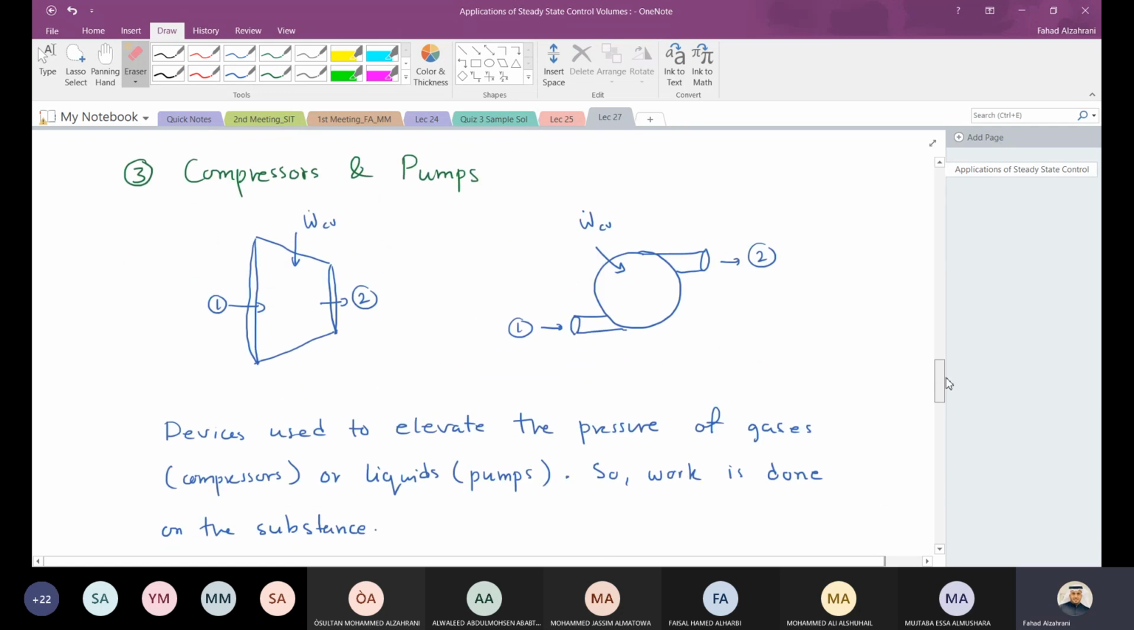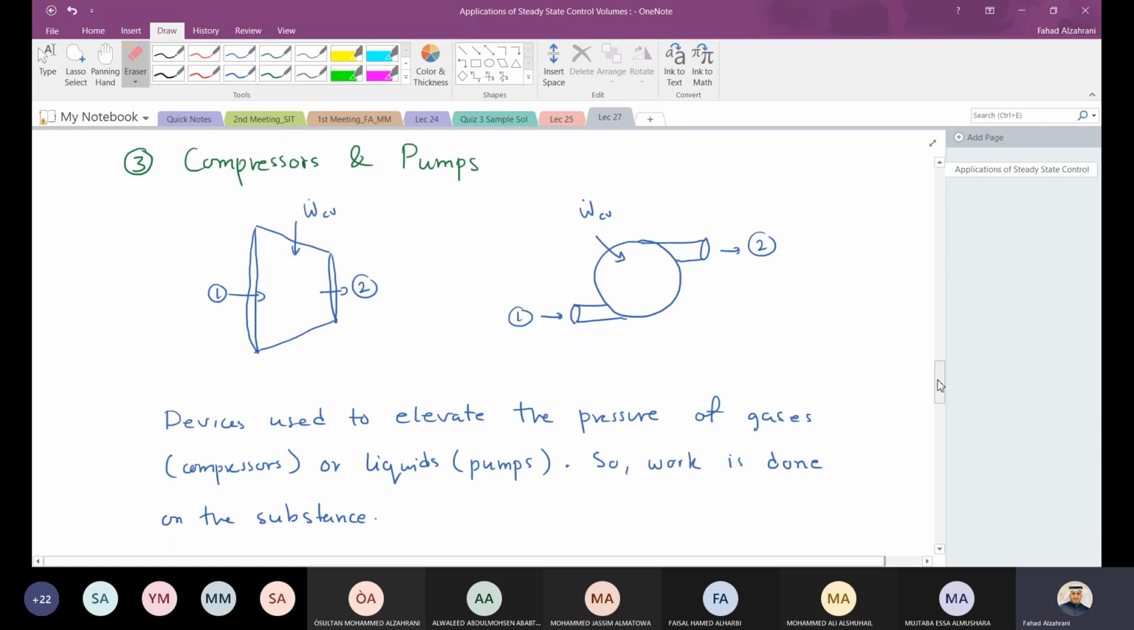The third device we're going to talk about here is the compressors and pumps. So what is a compressor and what is a pump? These devices are used to elevate the pressure. I have a fluid, and I want to increase the pressure of this fluid. If my fluid is gas, I call the device a compressor. If the fluid is liquid, I call the device a pump. That's the difference. So when you hear compressor, that means it's a device to increase or elevate the pressure of a gas. If you hear the word pump, it's a device that is used to elevate the pressure of a liquid. Okay, so that's the main difference here.